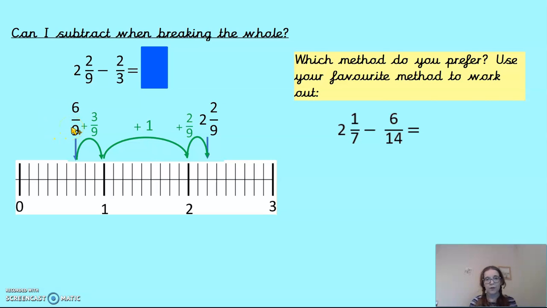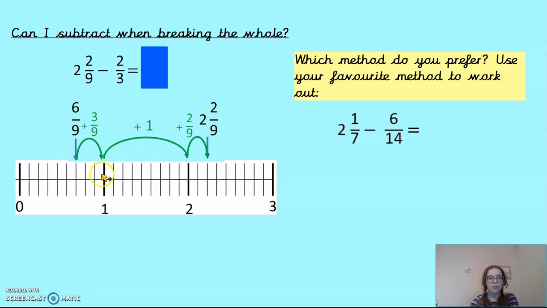So the first thing I'm going to do is find my 6/9 on my number line. These are all in ninths, so I'm going to count up 6. 1, 2, 3, 4, 5, 6. Got my 6/9 here. Then I'm going to find where my 2 and 2/9 are. Here's my 2. 1, 2, 2/9. And then I'm going to count up from 6/9 to 2 and 2/9, and it's going to tell me what the difference is.